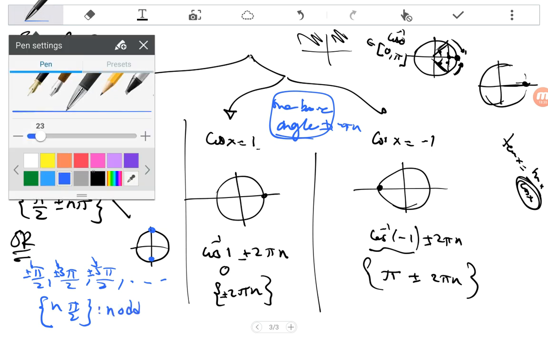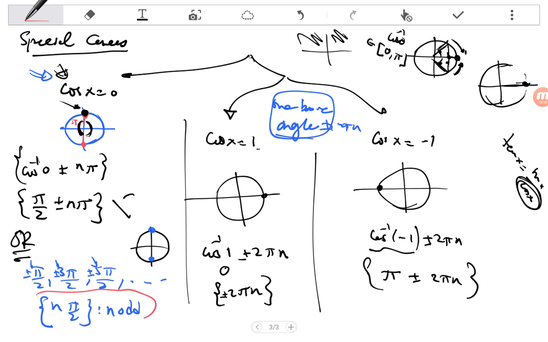So this is an equivalent expression for this one. Okay? And you have to know the two expressions. You need to know the two expressions for solving this equation. Okay, let's go on to the next type of trigonometric equations, which is sine x equals alpha.